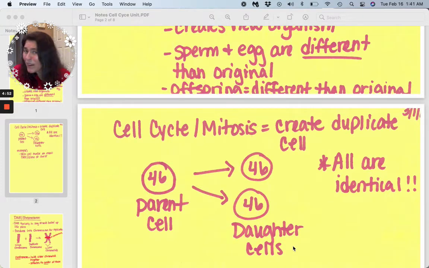Now, I don't know why they call them daughter cells. I don't know why they call them son cells. I don't know, maybe that's because son cells is like a tongue twister. I don't know. But anyway, they're called daughter cells.